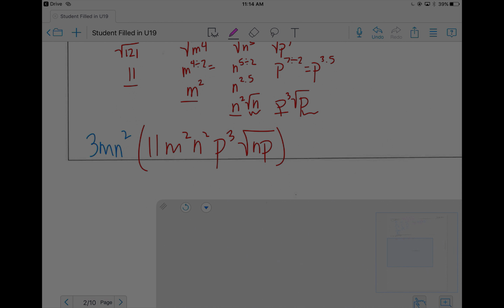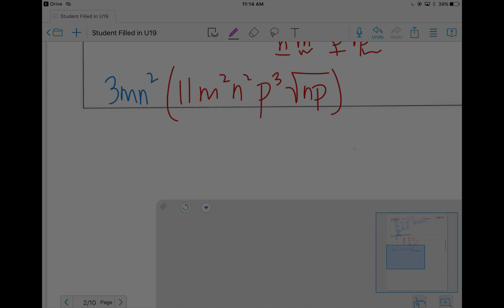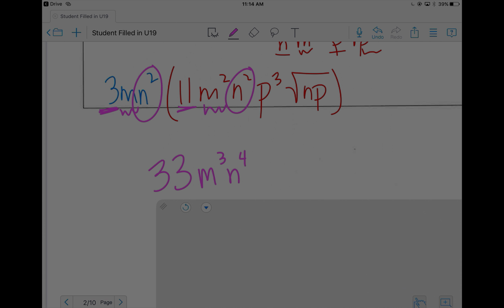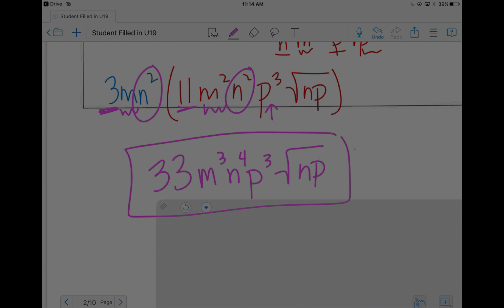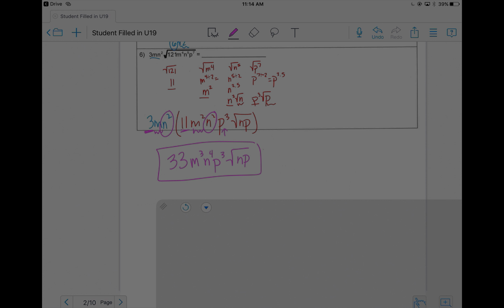And then out front, from the beginning, I had 3mn squared. So multiply 3 times 11 is 33. M and m squared, 2 plus 1 is 3. N to the 2 plus 2 is 4. And then this p has nothing to change it, so it stays p cubed. And then under the square root has nothing to change it as well. So again, your steps are to simplify the square root first, and then multiply by whatever's in front. Remember, number times number is normal. Little letters, so exponents, we add.